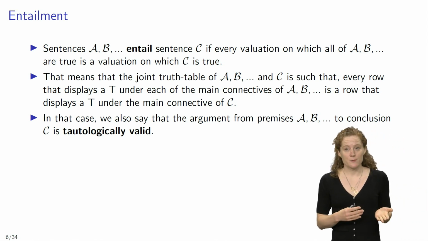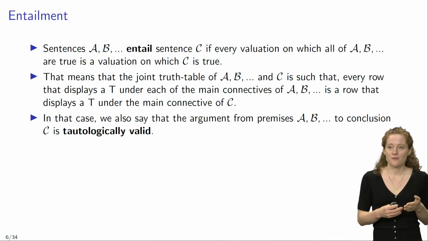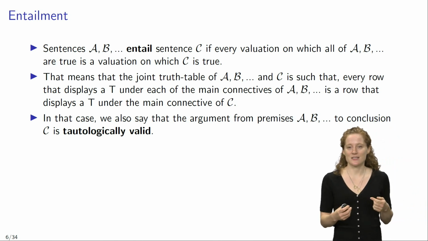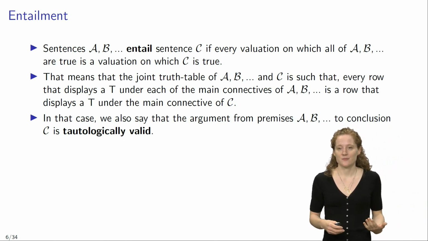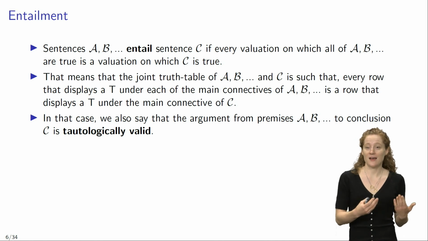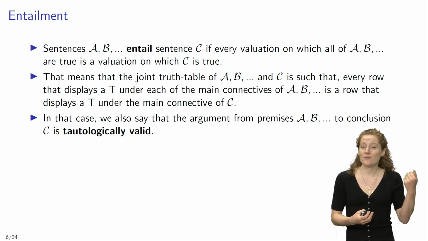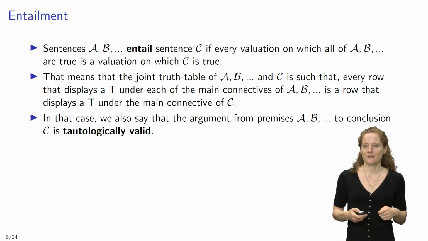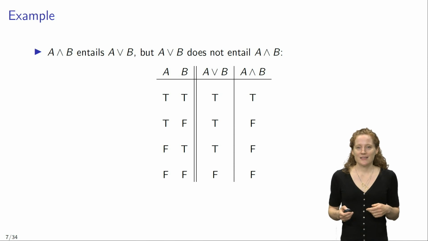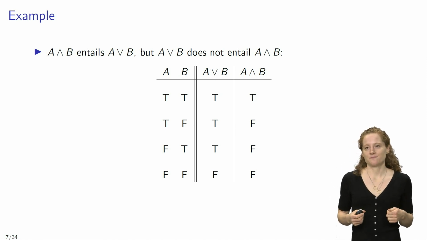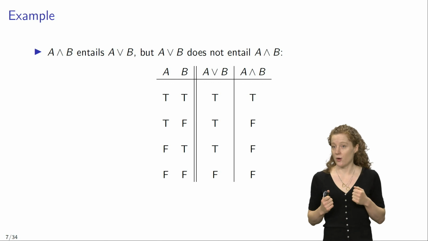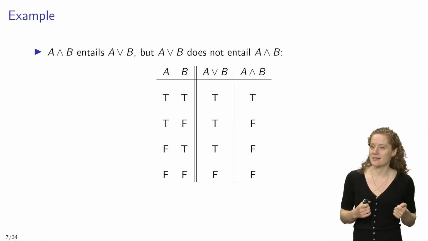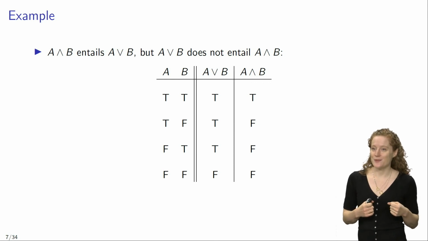Now, in that case, we also say that the argument from premises A, B, and so on and so forth to conclusion C is tautologically valid. So a tautologically valid argument is such that the premises of the argument entail the conclusion. So let's look at an example to illustrate this. This is a truth table that you have already seen. It is the joint truth table for the two sentences A or B and A and B.